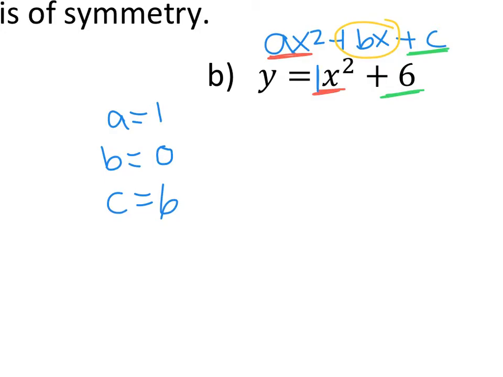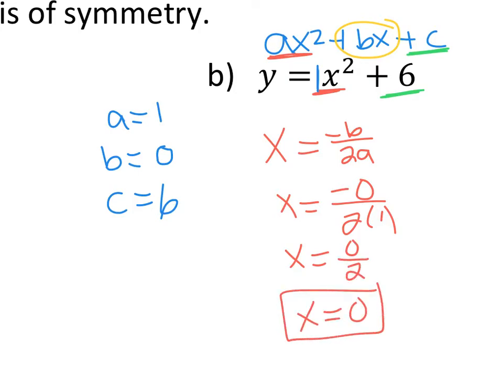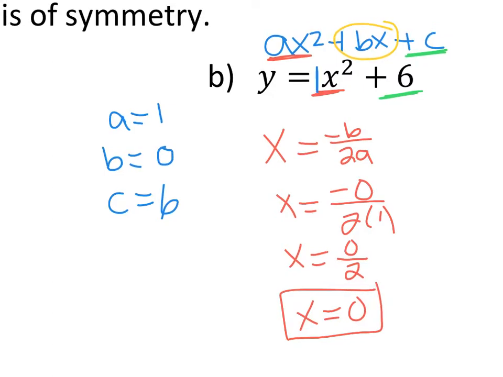Your axis of symmetry is x equals negative b over 2a. X equals negative b, which is 0, over 2 times 1. You can't have negative 0, so it's just 0 over 2, and 0 divided by 2 is 0. See if you can figure out C and D. Remember, you must be in standard form first.